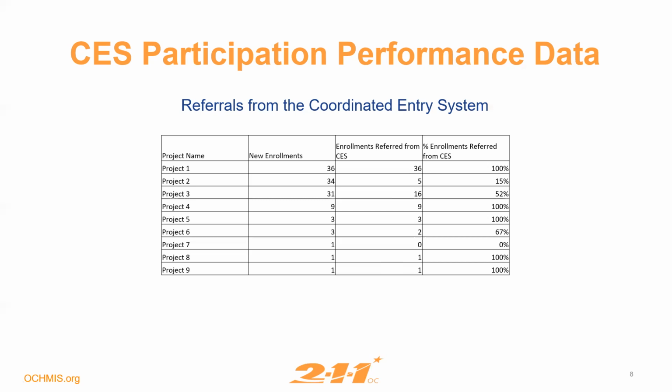Okay, so new enrollments, say like project number 2, does that mean that there were only 5 households that were actually accepted into the program? There were 5 households that were referred to the program and accepted, yes, of the 34. Yeah, and this is real data. But this project may or may not have a requirement to take referrals from CES. But yes, that's what's happening here. Okay, just wanted to make sure I was understanding this.